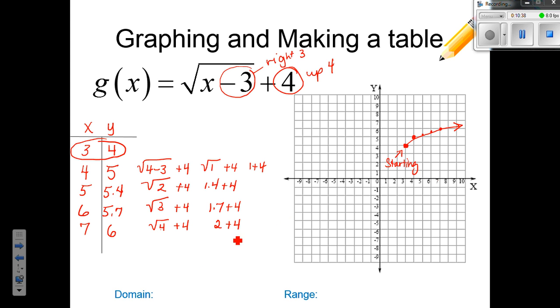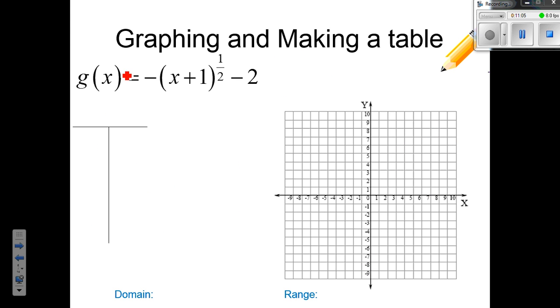Okay, now the starting point always helps us with domain and range. So it started with 3. What happened after that? Well, all those values got bigger. So it's x such that x is greater than or equal to 3. Same thing with the y's. They kept getting bigger. So it's y such that y is greater than or equal to 4. Okay, let's try one more.